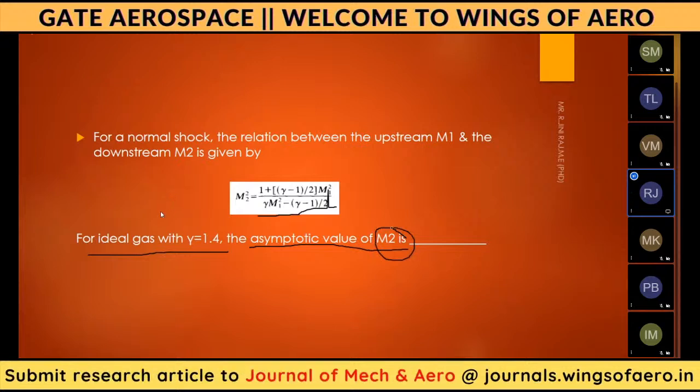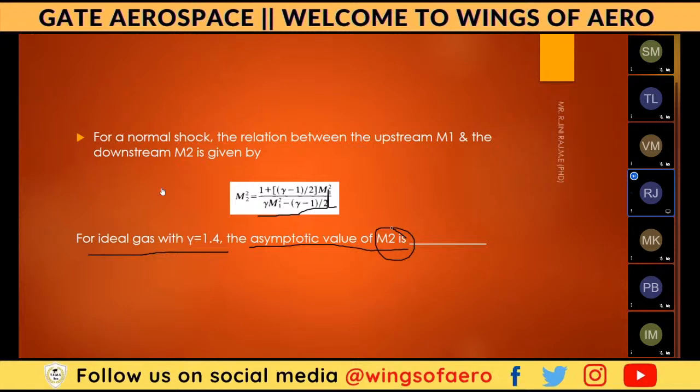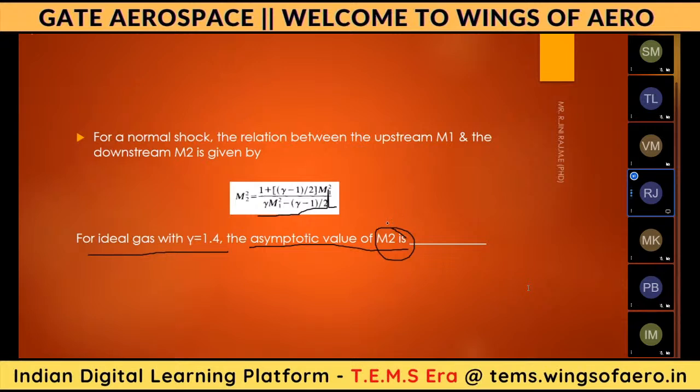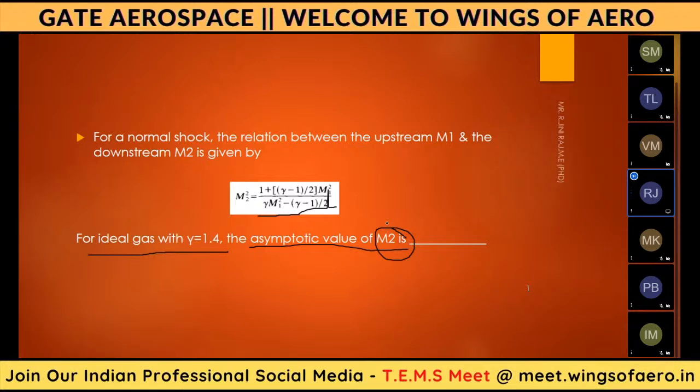Shall we find it? Any idea of finding this value? Anyone? Previously I only explained. So what is the meaning of asymptotic here, sir? That's what I am telling. The asymptotic value is, they are representing it as an infinity value.